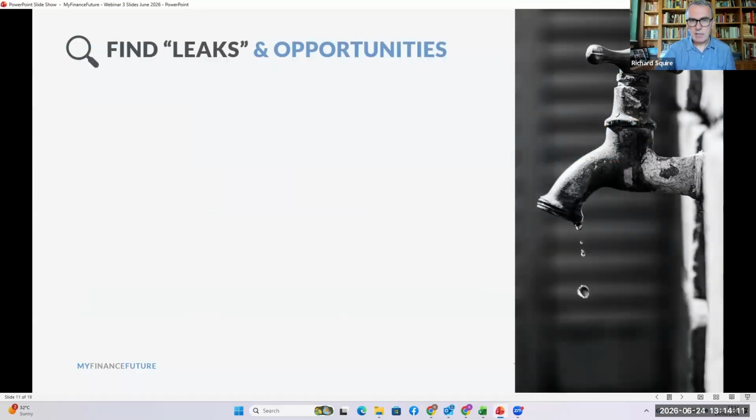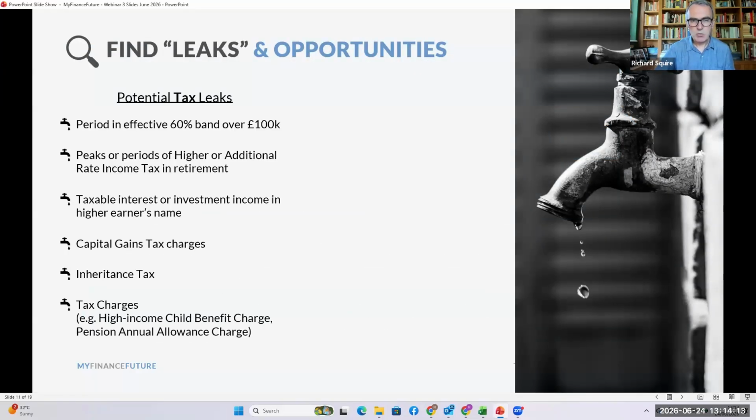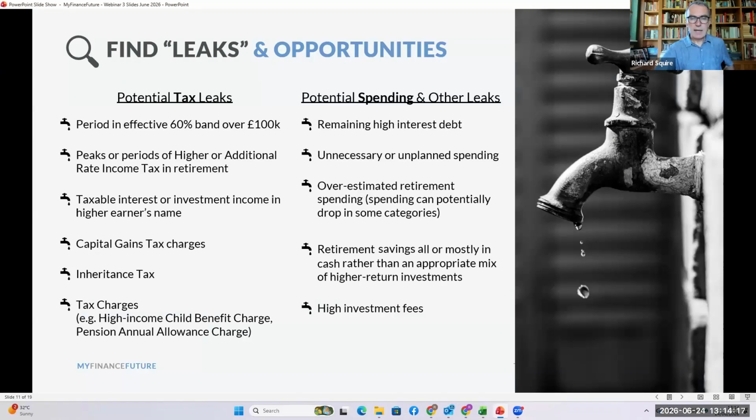So the first step is finding leaks and opportunities, and I just wanted to give you a high-level view of the types of things you're looking for. And we'll send out a list of these and the various techniques for optimization as a follow-up document after this call. So don't worry too much about having all of these. I won't have time to go through them all in depth today, but it should nonetheless act as a useful aide-mémoire.